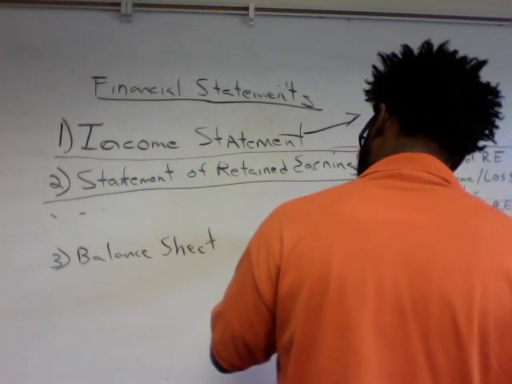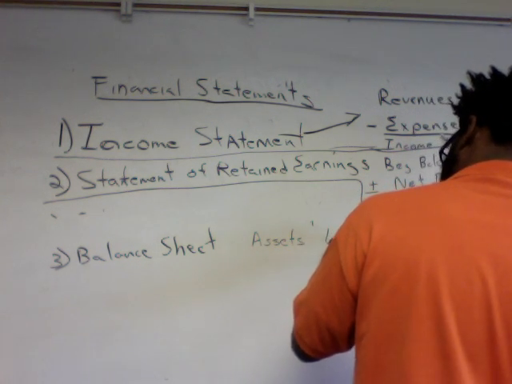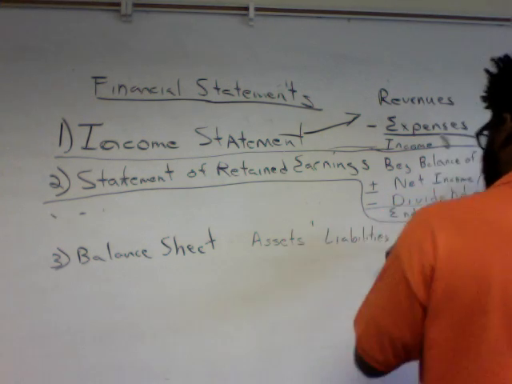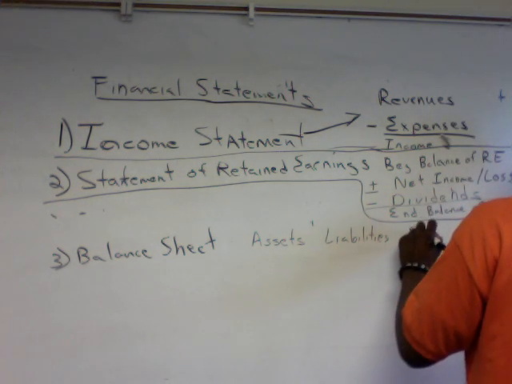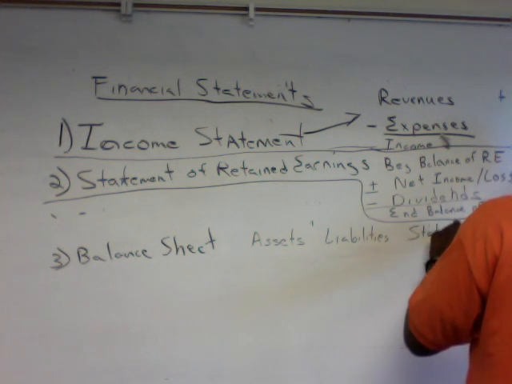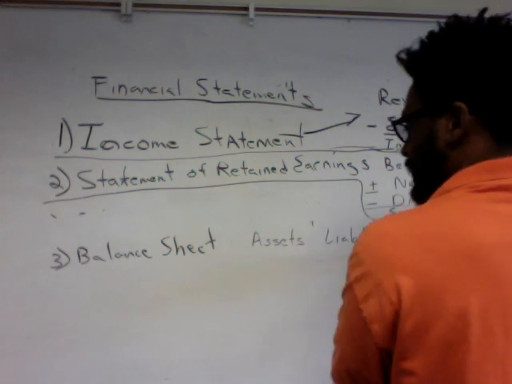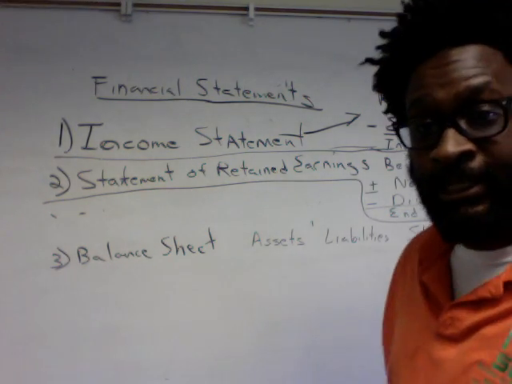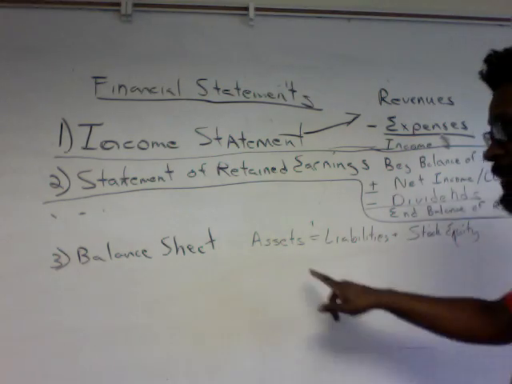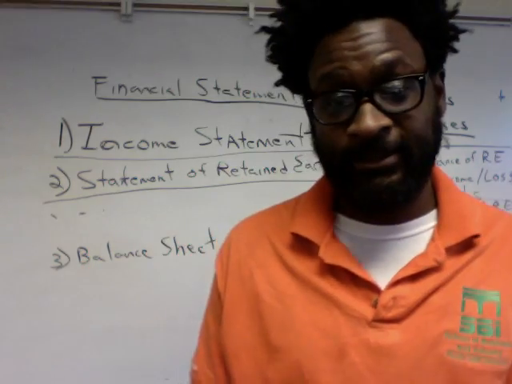So what accounts belong on the balance sheet? Assets, liabilities, and stockholders' equity. And at the end of the day, our assets and our liabilities plus stockholders' equity should do what? Balance. Okay?